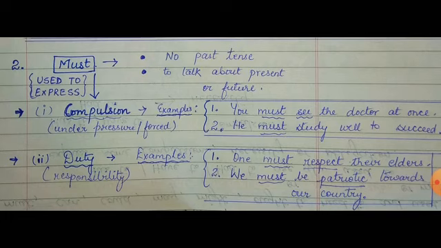Under the topic duty, how do we use it for expressing? One must respect their elders. We must be patriotic towards our country. Children, when you see examples, you must try to frame your own sentences using these modals or whichever word or topic you are learning. So here when we talk about sense of duty, it is a sense of responsibility. So automatically we have to follow these things. One must respect their elders. We must be patriotic towards our country.